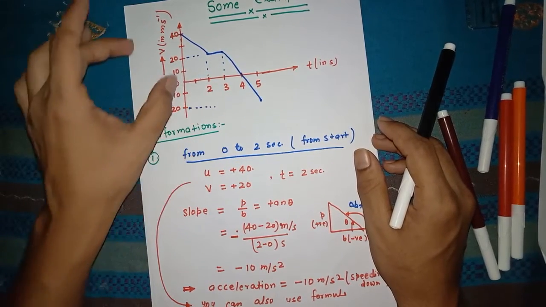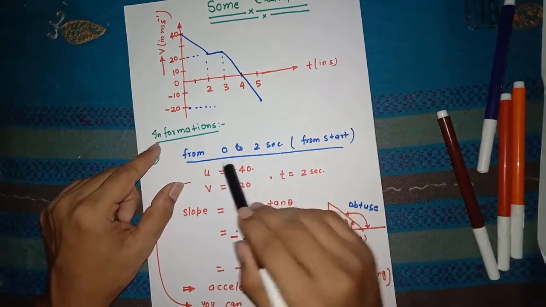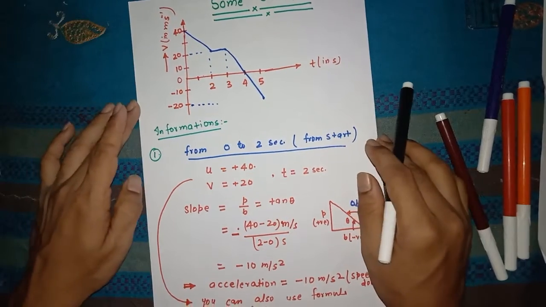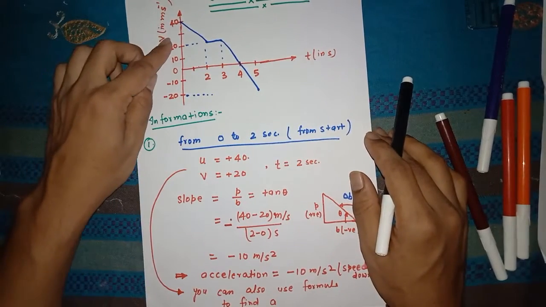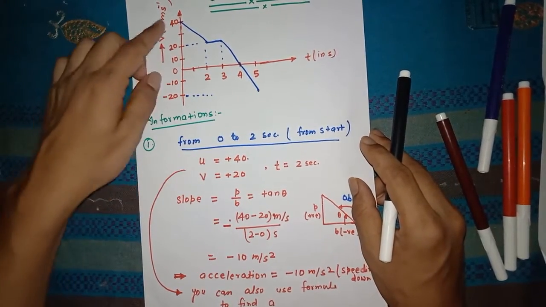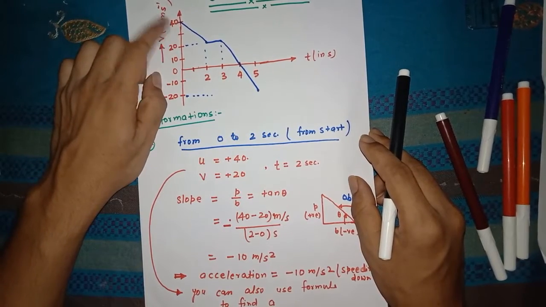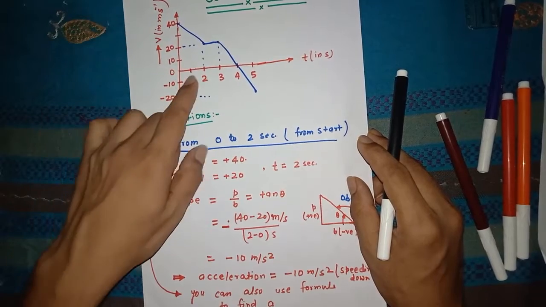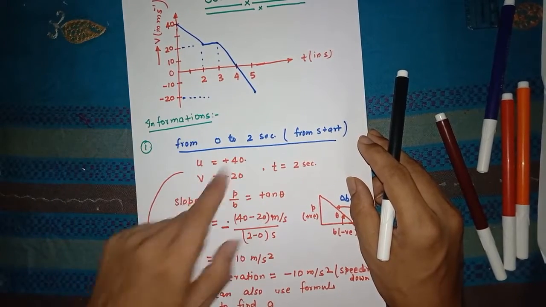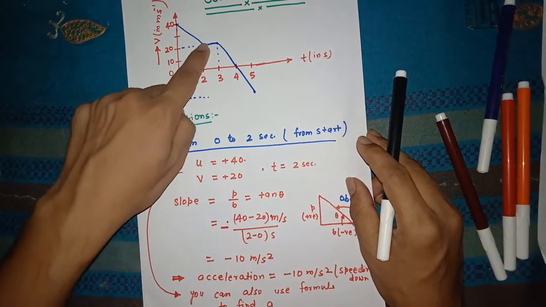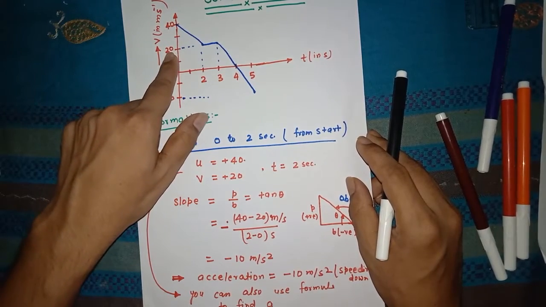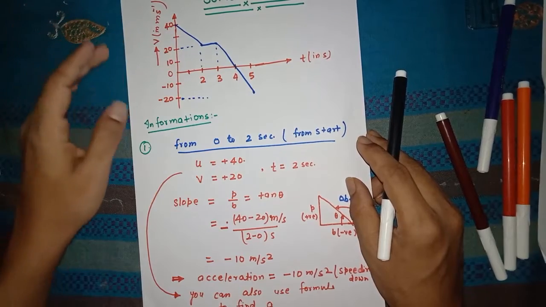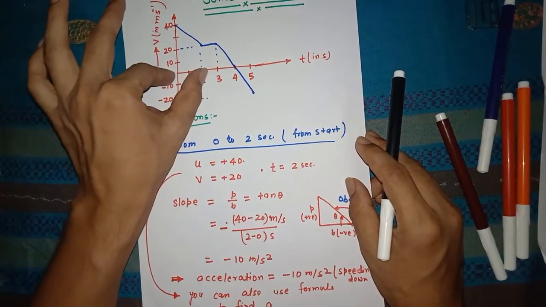So in this section I have seen in the graph that u, the initial speed, is equal to 40 meter per second, which is plus, and at 2 seconds the final speed is 20 meter per second, and the time between 40 to 20 becomes 0 to 2, that means t2 minus 0, that is 2 seconds total time.